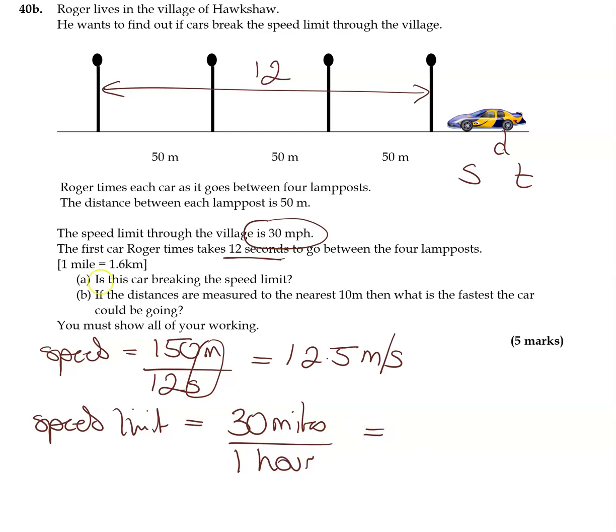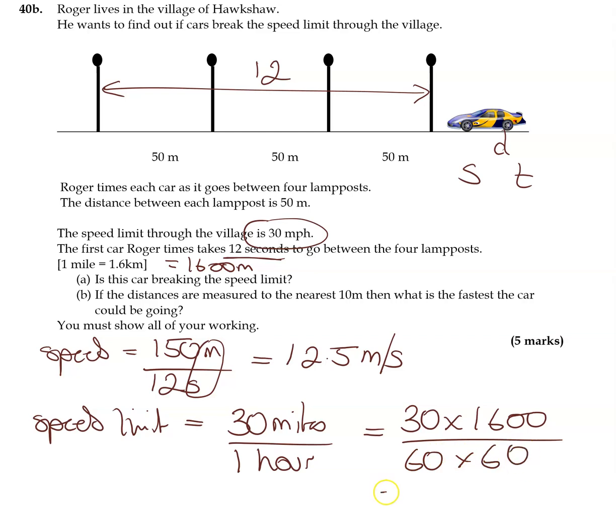Now 30 miles, 1 mile is 1.6 kilometers, is 30 times 1.6. I want it in meters, so 1,600. So it's 1,600 meters is 1.6 kilometers. And 1 hour is 60 minutes in an hour and 60 seconds in a minute.